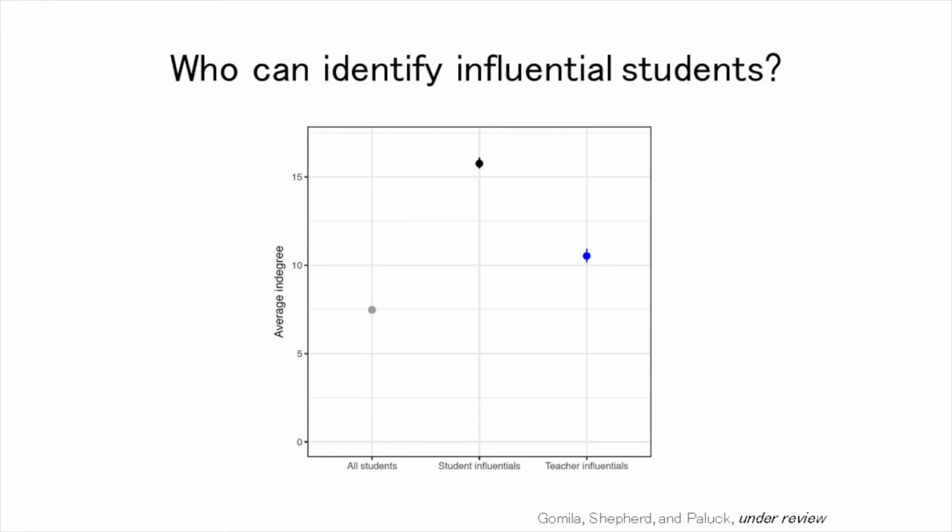So this is the average student. This is in-degree, how many nominations each student got. Our measure of influential students was designed to have high in-degree students, and teachers landed over here. So in our data, at least, these patterns of relationships are better at figuring out who to target for an intervention than expert or outsider analysis of who to target.